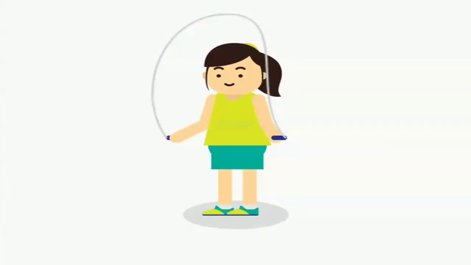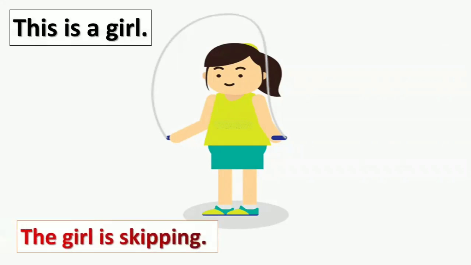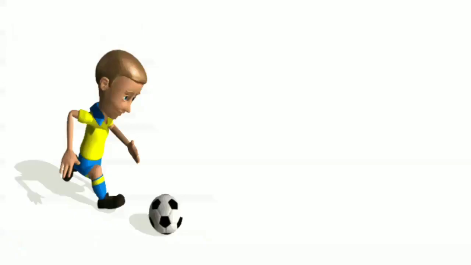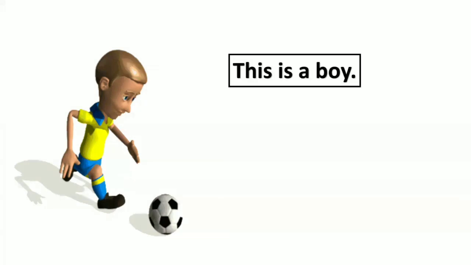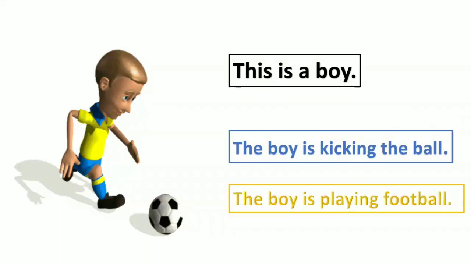What do you see in the next picture? Who is she? Yes, this is a girl. And what is she doing? The girl is skipping. What do we see in this picture? Who is he? This is a boy. And what is he doing? Yes, the boy is kicking the ball. Yes, the boy is playing football. Very good, children.